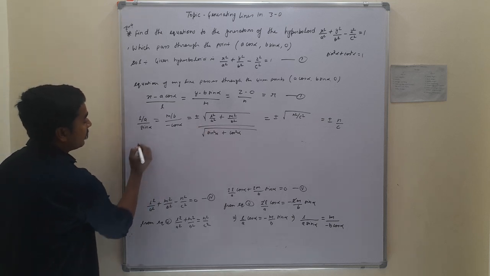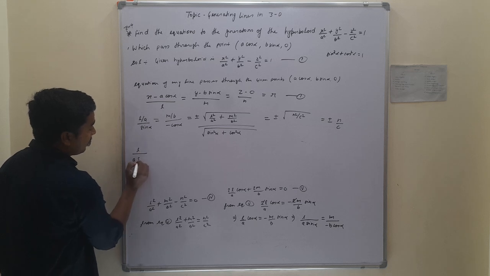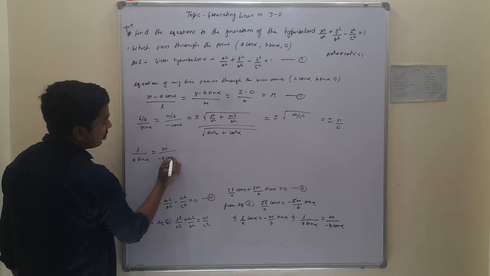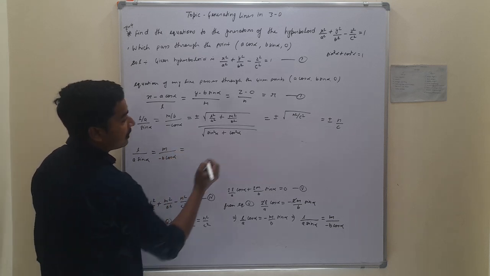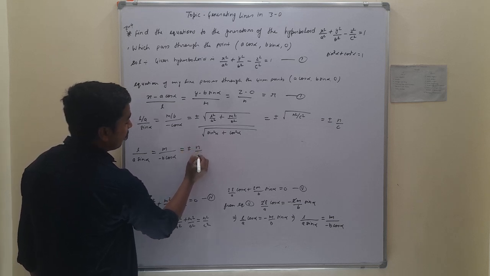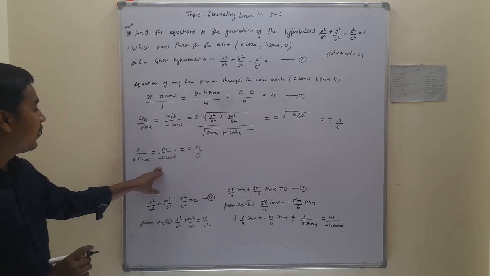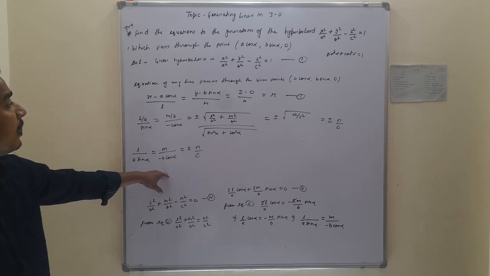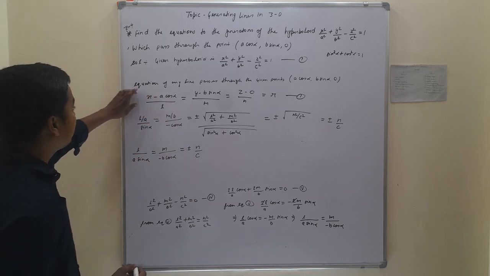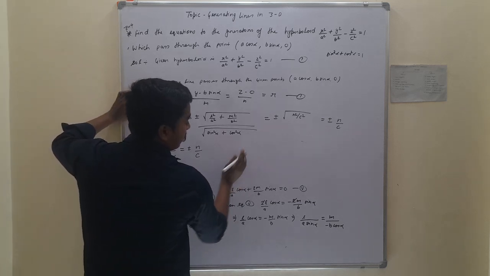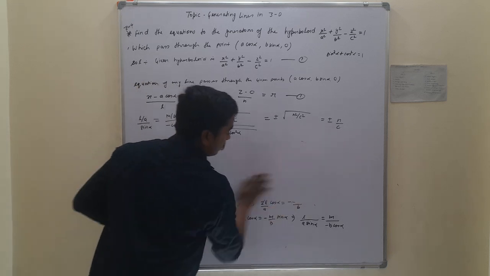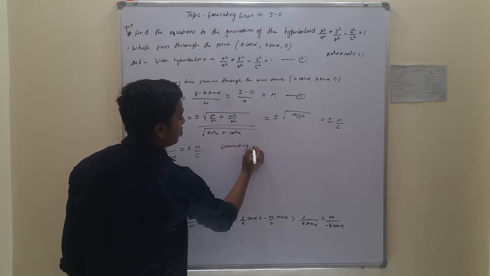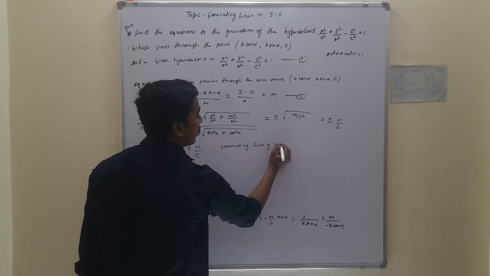Further we have to write the generating lines of the equation with the help of the following ratio. Here we can write L upon A sin alpha, and M upon minus of B cos alpha, is equal to plus minus of N upon C. This is the direction ratio, A sin alpha, minus of B cos alpha, and C. With the help of this, we write the generating lines of the equation.